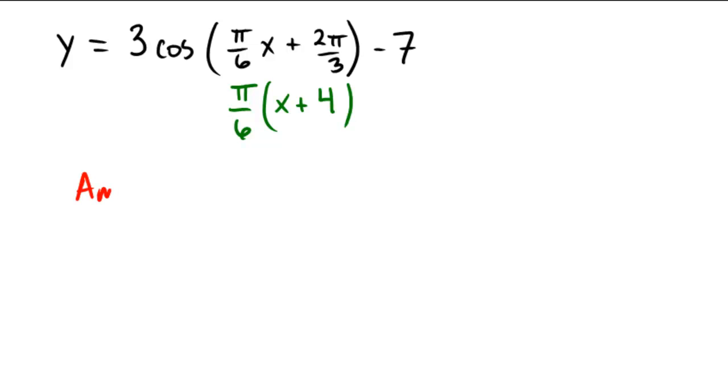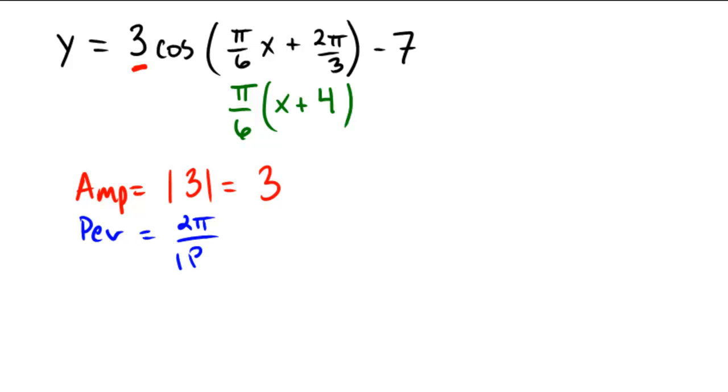Okay, now we should be able to answer our questions though. So the amplitude is the absolute value of the number out front. So that's absolute value of 3, which is 3. The period is 2 pi divided by the absolute value of the number that is located right here. So that would be divided by the absolute value of pi over 6. 2 pi divided by pi over 6 would be like multiplying by 6 over pi. So it looks like the period this time should have come out to be 12.